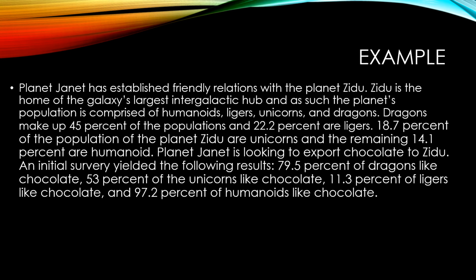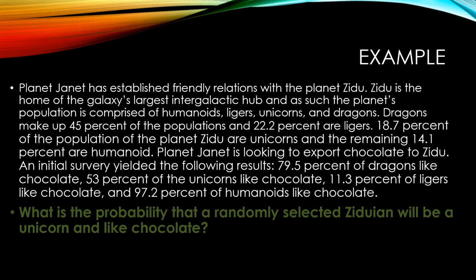So now that we've introduced the general multiplication rule, let's put it into practice. In this example, we're given a word problem with a lot in it. And with word problems, it's often easy to get overwhelmed. So my tip is to read the question first. This gives us an idea of what we're looking for as we go through. So let's read that question. What is the probability that a randomly selected Ziduian will be a unicorn and like chocolate? Now let's read through the question and pull out things about unicorns and liking chocolate.